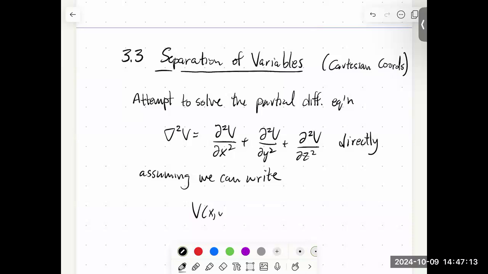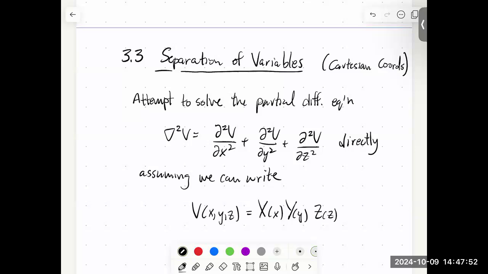the potential in the form where all of the x dependence would sit in this function capital X, all of the y dependence would sit in this function Y, and all of the z dependence sits in the function capital Z, and then we construct the potential just by multiplying those together. Now, on the face of it, this looks like an almost absurd kind of conjecture. What makes you think we could actually do this? Well, I don't know right now.